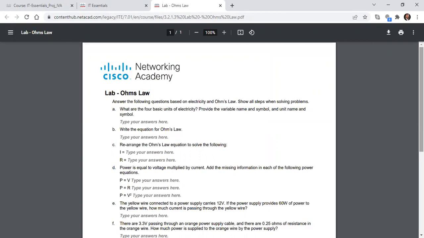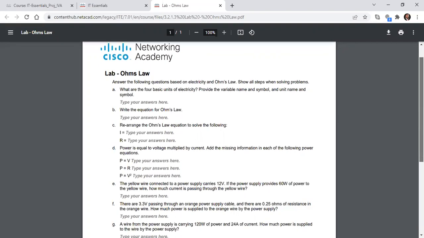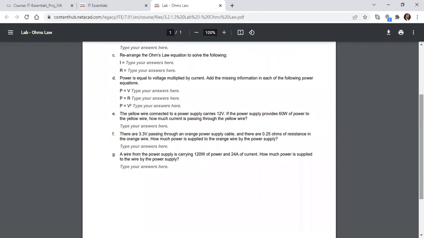It says, answer the following questions based on electricity and Ohm's law. Show all steps when solving problems. A says, what are the 4 basic units of electricity? Provide the variable name and symbol and unit name and symbol, which is what we talked about. Then write the equation for Ohm's law. Then rearrange the Ohm's law equation to solve the following. Then power is equal to voltage multiplied by current. Add the missing information. So this is just a lab for electricity, which has a few calculations in it.